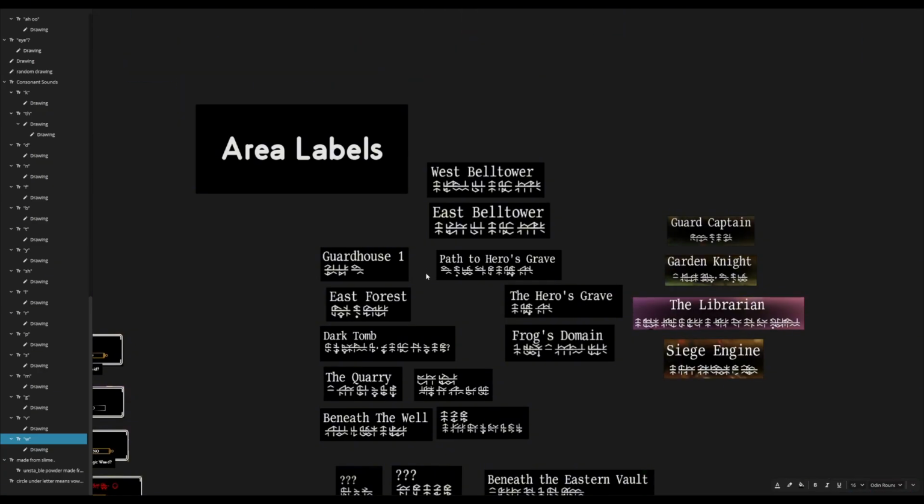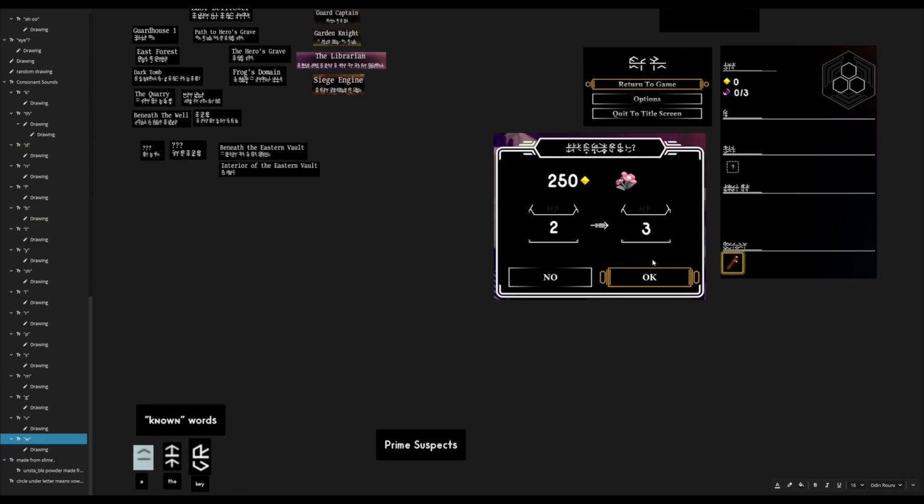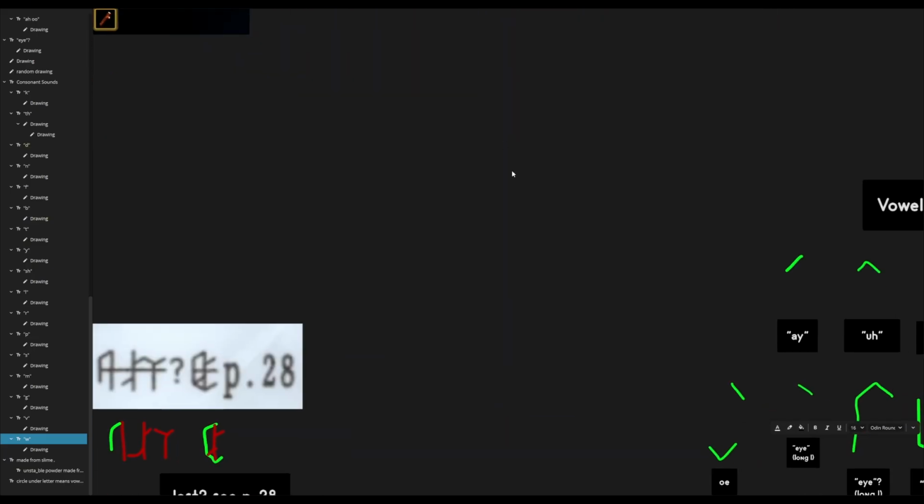Do I have a west anything here? No, it's like west bell tower. I want to translate these two. I'll do that next time because I'm super curious what this sentence is, because this is definitely not east and west. That's a D, that's a T, but that's not east. I want to know what the heck this is. But focus. Focus.